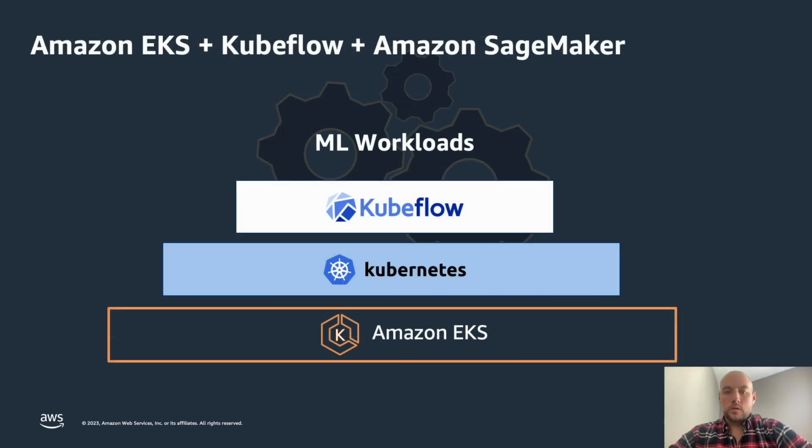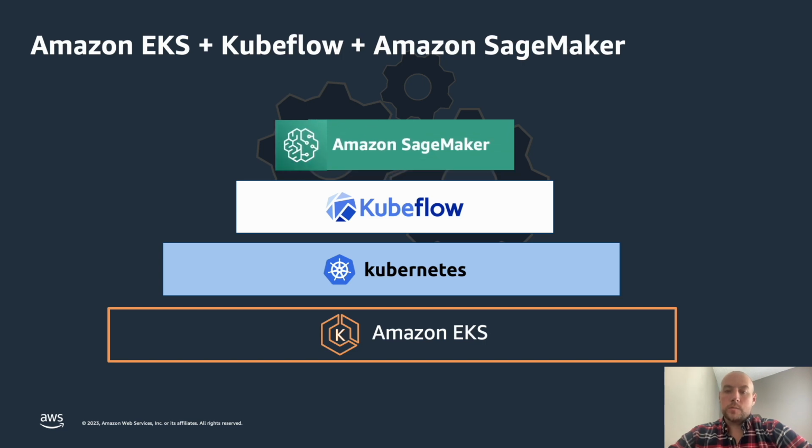So not only can you leverage Amazon EKS to help you manage Kubernetes clusters and Kubeflow to help you define ML pipelines, but you can also augment your pipelines with SageMaker components for features like data labeling, hyperparameter tuning, and distributed training jobs as well.